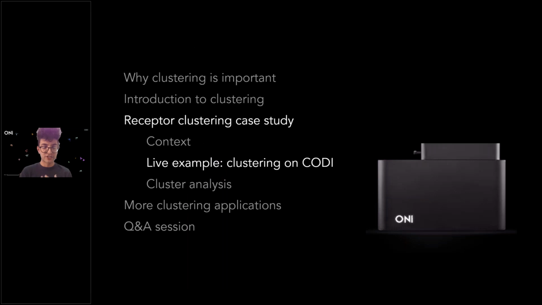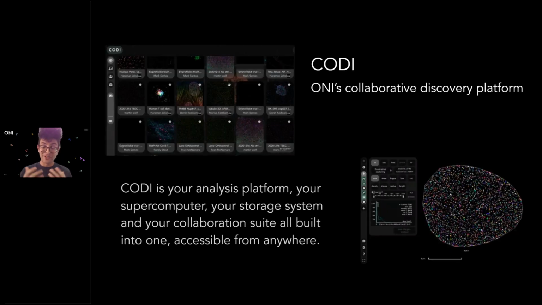And now I'm going to move to the live example, which is clustering on Cody. Now, Cody, you may or may not have heard about before. It's ONI's collaborative discovery platform. And this is a place where you can upload your data, you can store it there, you can organize it into different types of collaborations, and then you can obviously analyze that data, you can visualize it. This is all happening in the browser, and it makes it very convenient for you to access your data from any machine and also to share it with your colleagues if you need to, or your collaborators. Any analysis you do on one data set can then be applied across a batch of similar data sets. And this kind of workflow really, we hope, will speed up your experimentation and enable you to take your localization data analysis to another level.